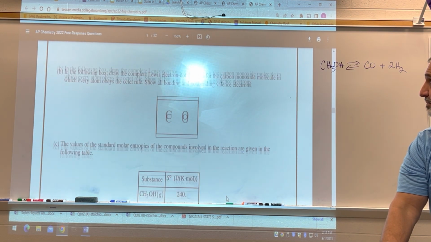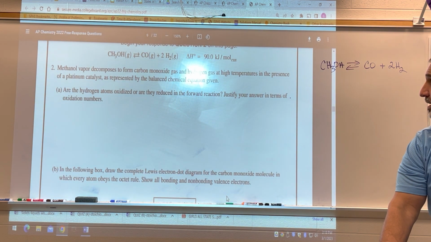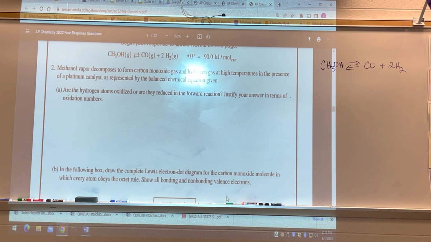Now, let's come back up here to the top. Are hydrogen atoms oxidized or are they reduced? Do not say an answer out. And how would we know? Think about it, 1 minute. Now the hydrogen atoms in this equation, oxidized or reduced? Well, you gotta justify in terms of oxidation numbers. So you can't just guess. 50-50. Okay, so now let's review.